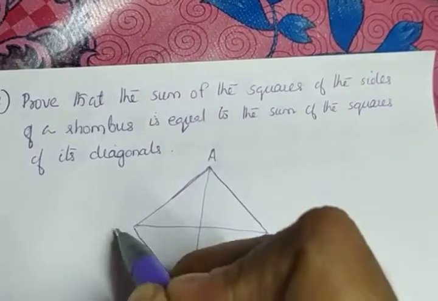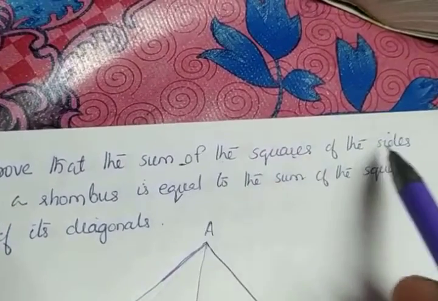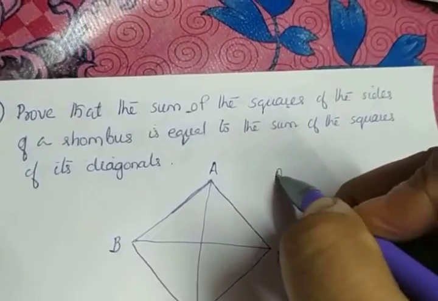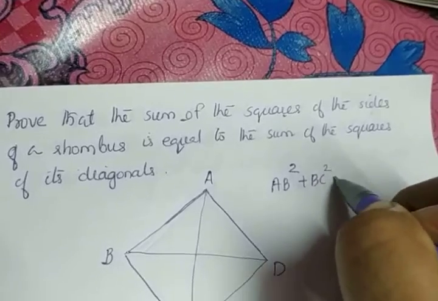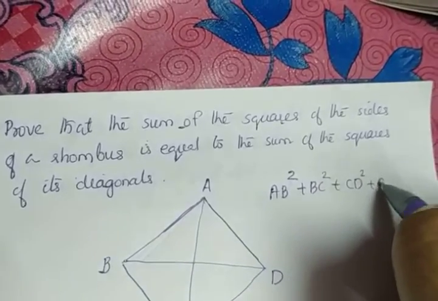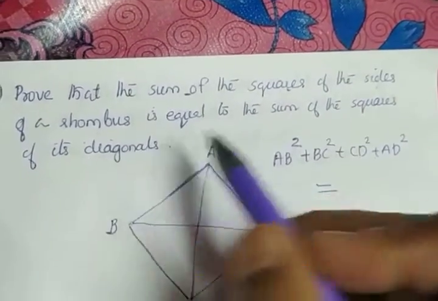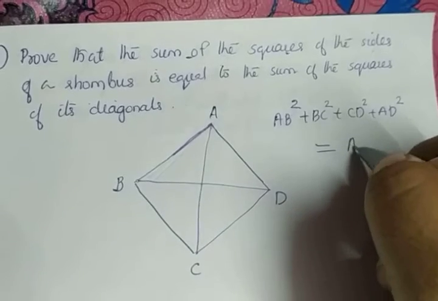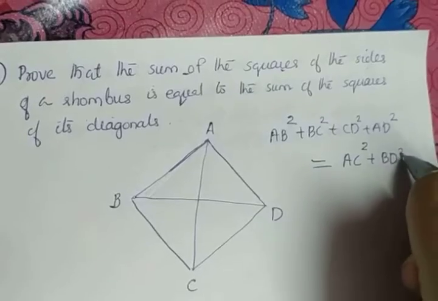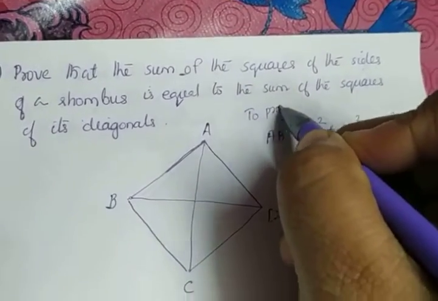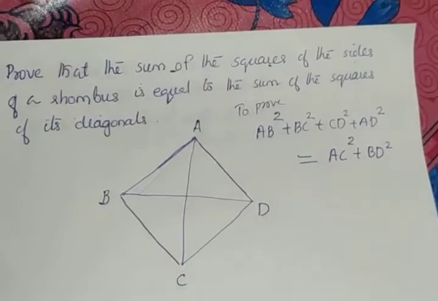So if I am naming the rhombus as ABCD, what is given? Sum of the squares of the sides. Which are the sides? AB. So sum of the squares of the sides means AB square plus BC square plus CD square plus AD square. Sum of the squares of the sides is equal to sum of the squares of its diagonals. Which are the diagonals? It is AC and BD. Sum of the squares of its diagonals means it is AC square plus BD square. So what we have to do is we have to prove AB square plus BC square plus CD square plus AD square is equal to AC square plus BD square.